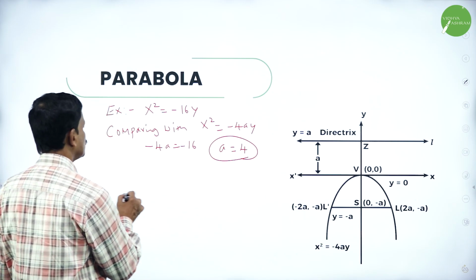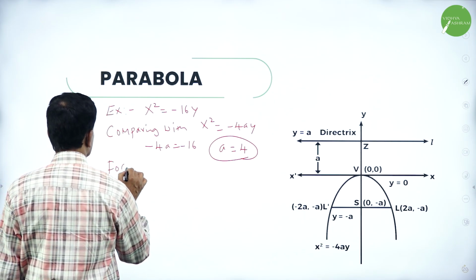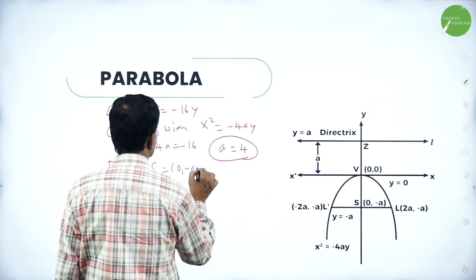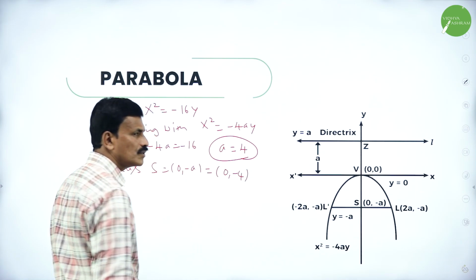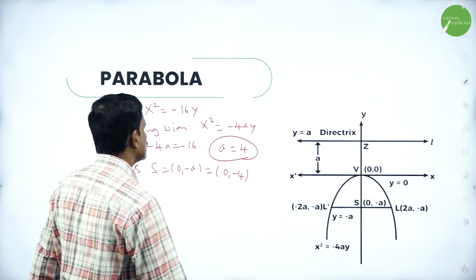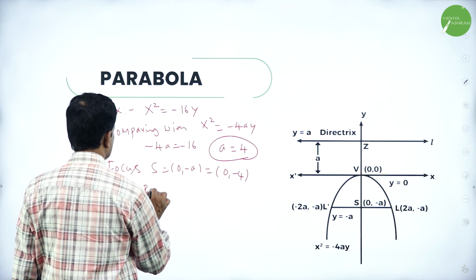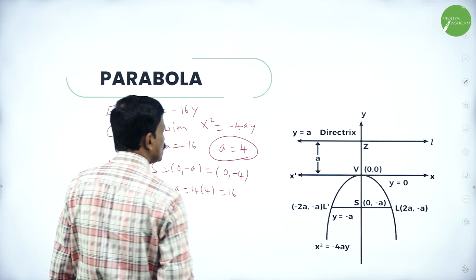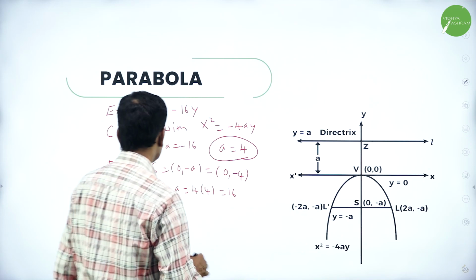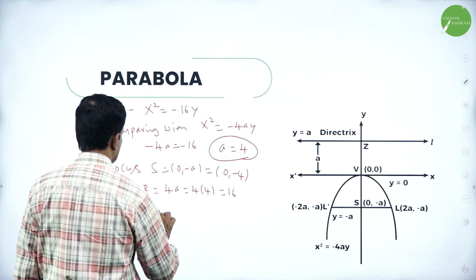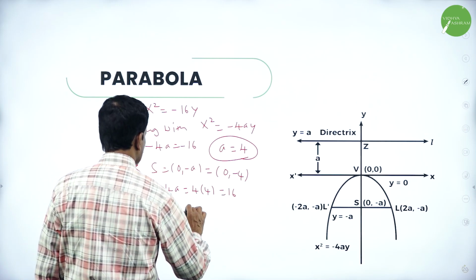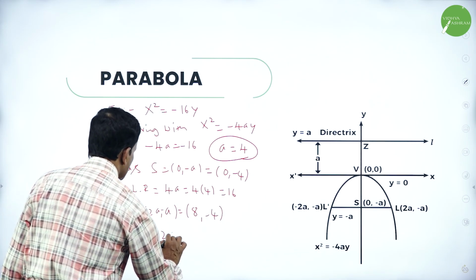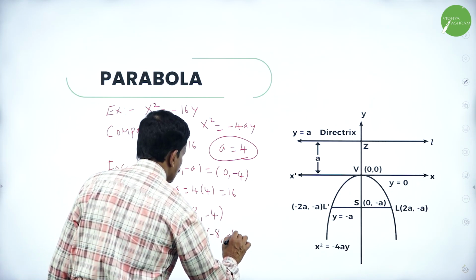Right. So, one by one, just write down the focus. What is the formula for focus? S is equal to (0, minus a), that is (0, minus 4). Next, the length of latus rectum is always equal to 4a, that is 4 into 4, that's equal to 16. Then, the coordinates of the ends of latus rectum: L is equal to (2a, minus a), that's 2 into 4, that is (8, minus 4). Another coordinate, L dash is equal to (minus 2a, minus a), that's equal to (minus 8, minus 4), right.